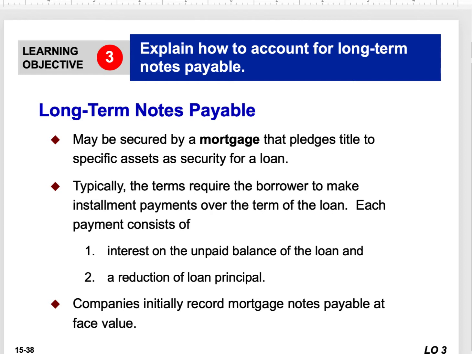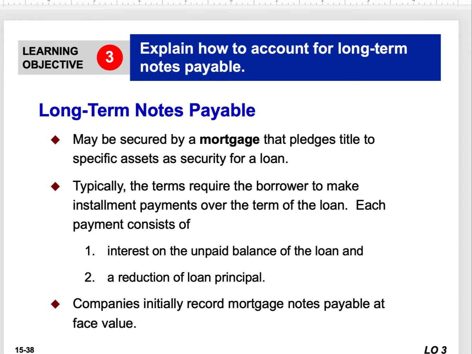So when we're looking at long-term notes payable, especially something like a mortgage or a secured loan, there are terms that are required. These terms state that the borrower, which would be the corporation, has to make installment payments over the term of the loan. Those installment payments consist of two things. Part of the loan payment is going to go towards the balance of the loan. The second piece of that payment is going to be the interest. And we'll work through an example with this.